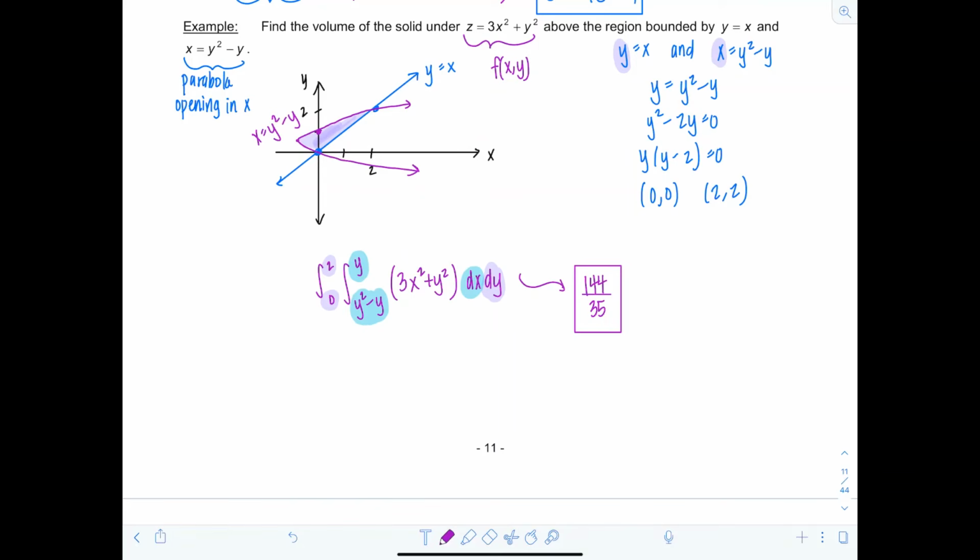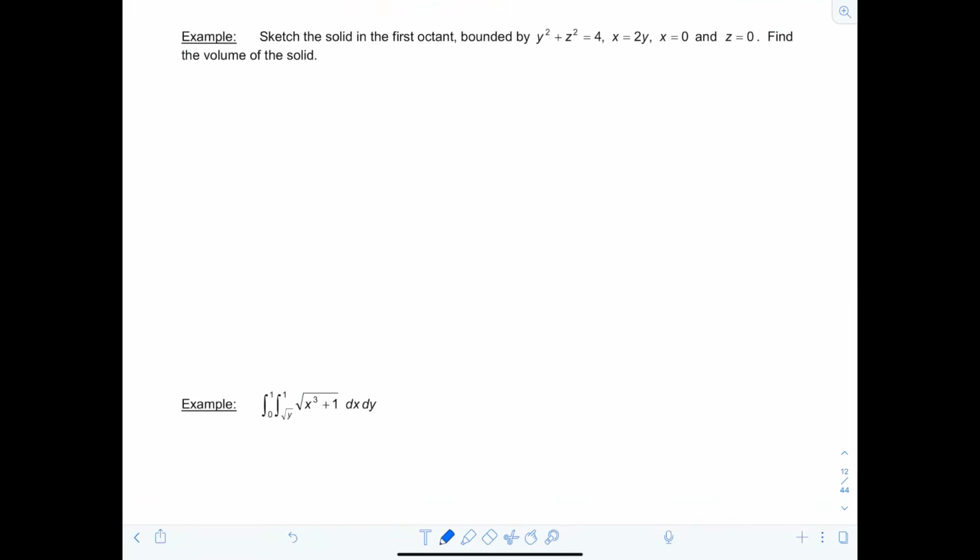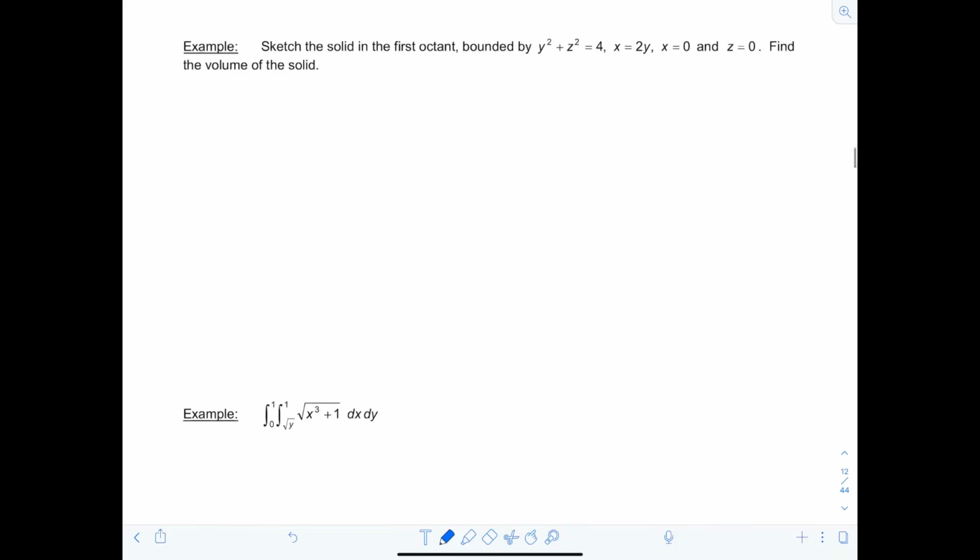Are you ready? So sketch the solid in the first octant bounded by y squared plus z squared equals 4, x equals 2y, x equals 0, and z equals 0, and then find the volume of the solid. All right, so let's imagine what's going on. So y squared plus z squared equals 4. Hopefully you remember this is a cylinder.